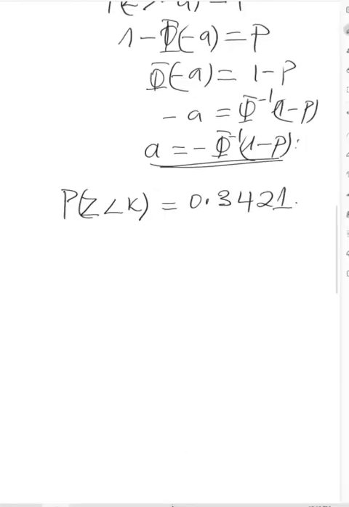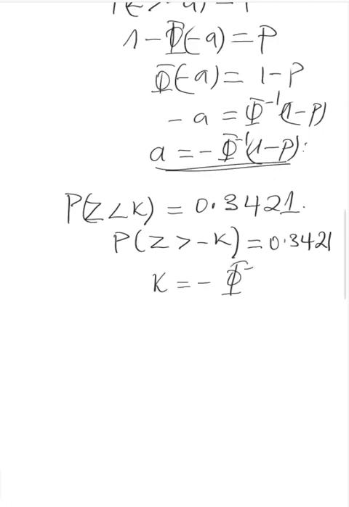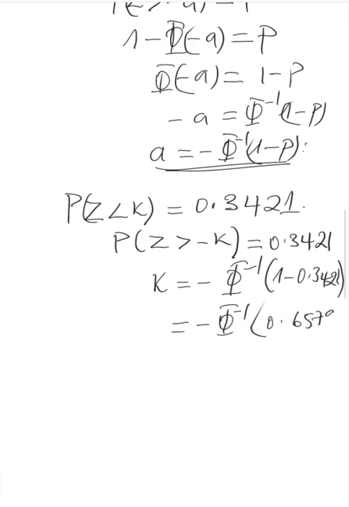Let's take an example. In that case, my k has to be negative because the area to the left of k is so small, less than 0.5. So I will now have that the area instead to the right of negative k should correspond to 0.3421. And once I've written this statement, I can just skip directly into the format that we have there. So k should be the negative of phi inverse of 1 minus 0.3421, 0.6579, which you can now go to your tables and you read the value from there.